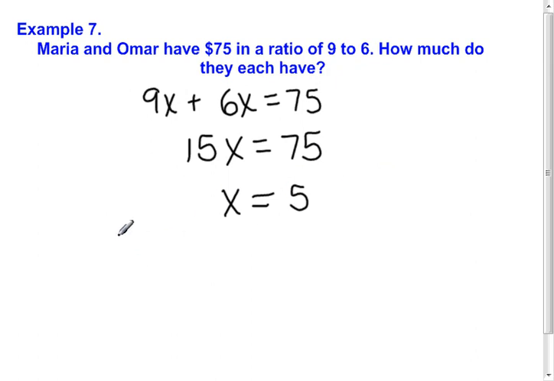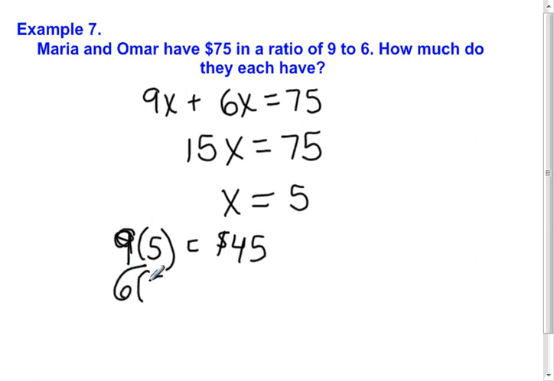Alright, how much do they each have? Well, for Maria, it's 9 times 5. Maria has $45. And then Omar, 6 times 5, would have $30. To double check, do they add up to 75? Yes, they do, so we are good.